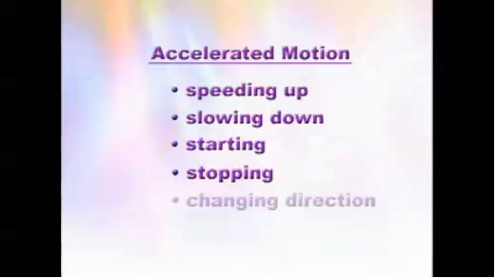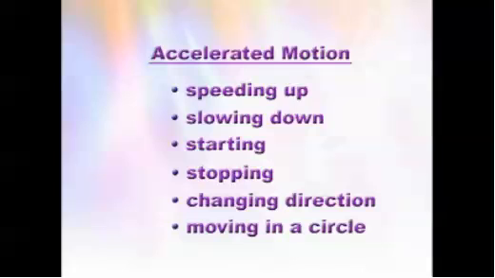Let's go over some examples of accelerated motion. The most obvious example of accelerated motion is an object speeding up. Then there's slowing down, which we call decelerating, but is just another form of acceleration. Starting from rest is also a form of acceleration, and so is stopping. Changing direction is acceleration also. And that includes motion in a circle, like revolving.